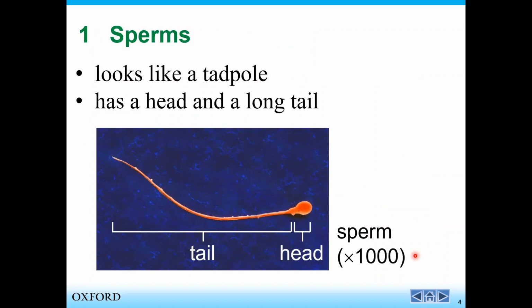So let's take a look at the shape of a sperm. The sperms look like a tadpole, okay? The youngest stage of a frog. The tadpole means the youngest stage of the frog. Okay, the sperm has a head here and a long tail. This is at 100 times magnification.